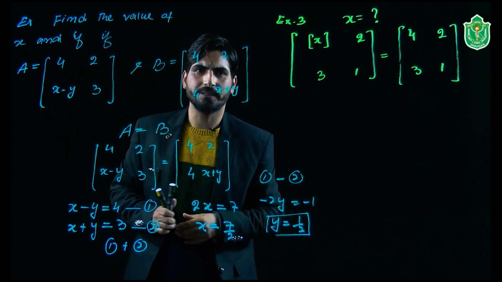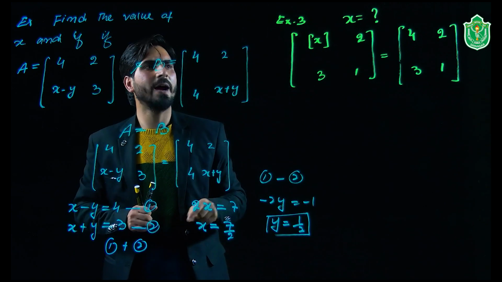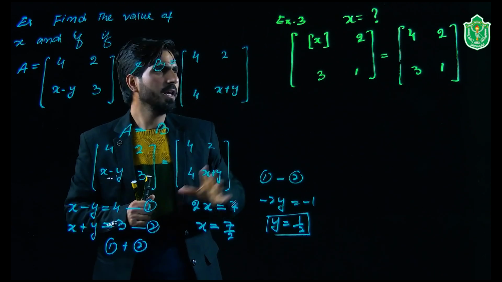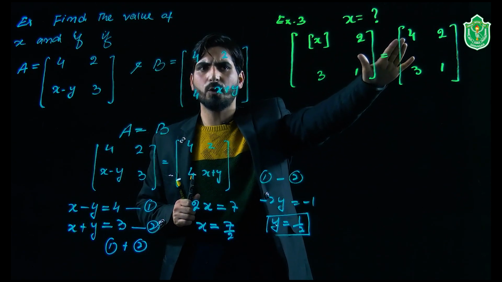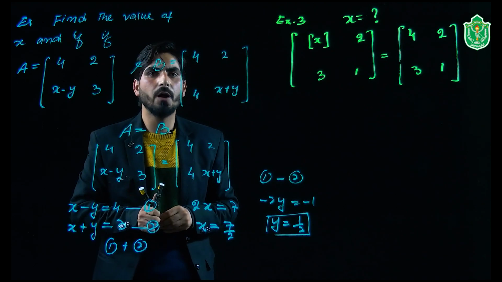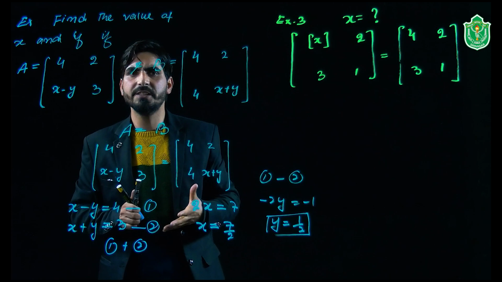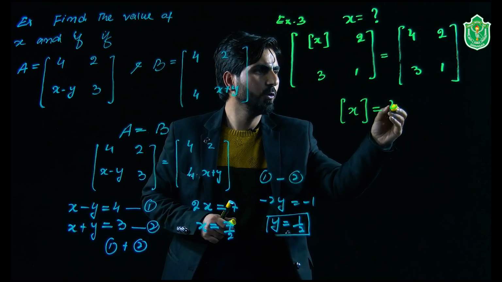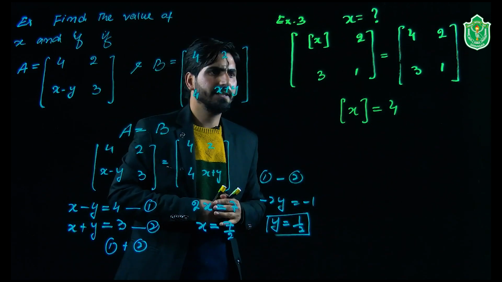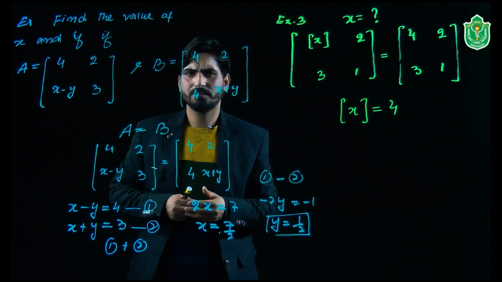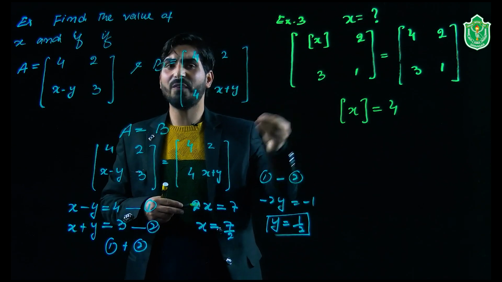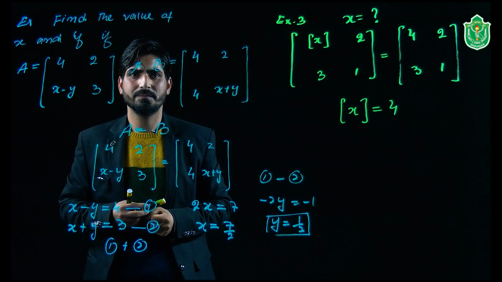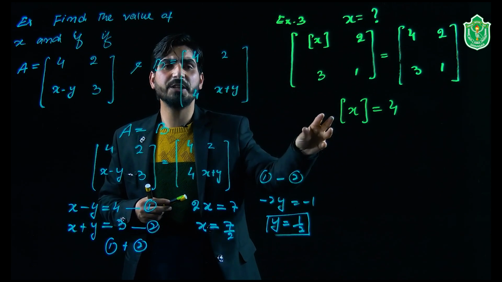But what is given here? The first entry of this matrix is greatest integer of x. So here greatest integer of x is equal to 4 by the definition of equality of matrices. Corresponding entries are equal. So here we write greatest integer of x is equal to 4. Now you know what the function of x here is. What are the possible values of x here for which this equation will be balanced? Now what is the work of greatest integer function?